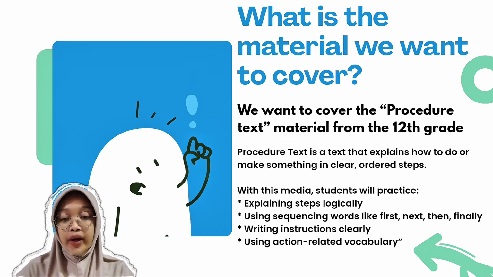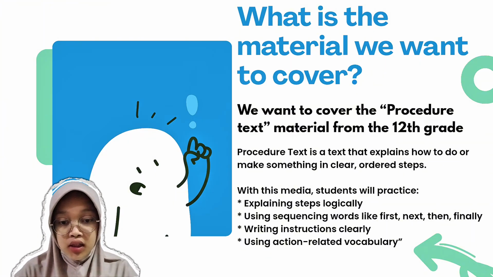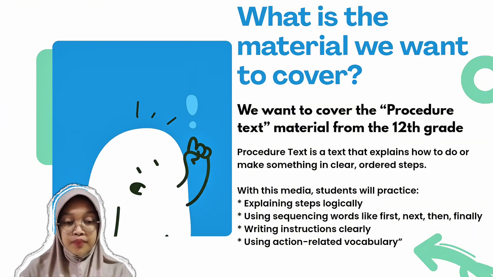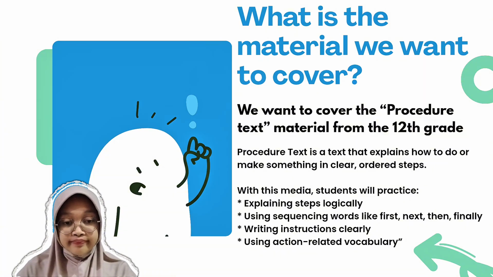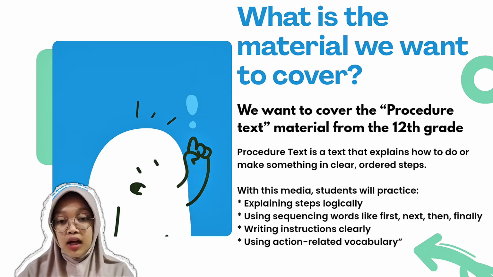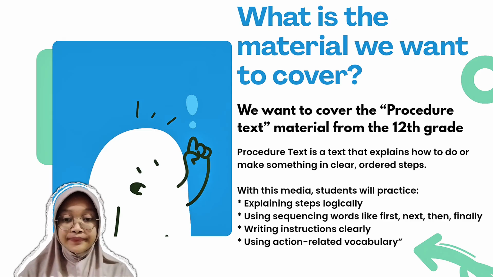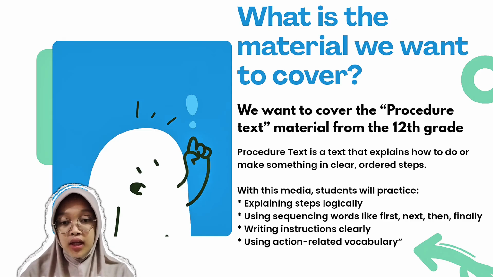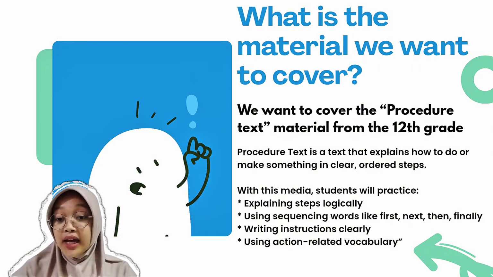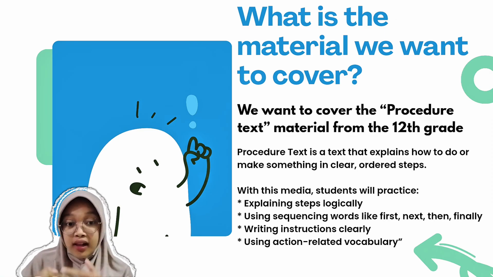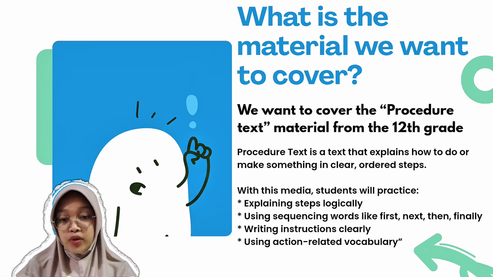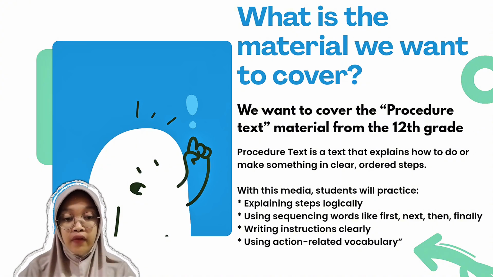Here, the students will practice explaining steps logically, no more jumping from step 1 to step 7 suddenly, and using sequencing words like first, next, then, finally. That is the holy squad of instruction words. And also writing instructions clearly. And the last is using action-related verbs and vocabulary. By the end of this session, you'll be able to write instructions for literally anything, from how to make a sandwich to how to emotionally survive Monday.